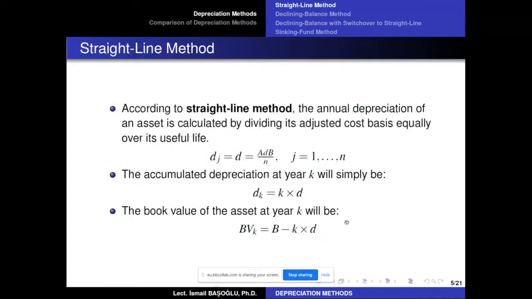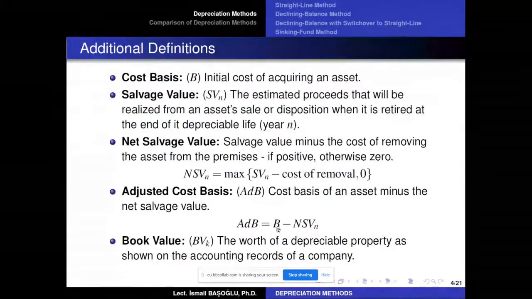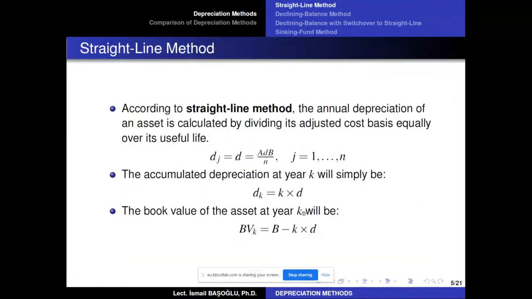accounts, okay, balance books. So now we are going to calculate the depreciation values using the straight line method. The straight line method is the easiest of depreciation calculation methods. According to the straight line method, the annual depreciation of an asset is calculated by dividing its adjusted cost basis equally over its useful life. We have learned how to calculate the adjusted cost basis. Remember, what is adjusted cost basis? From the cost basis, we subtract the net salvage value, if it is positive, of course.